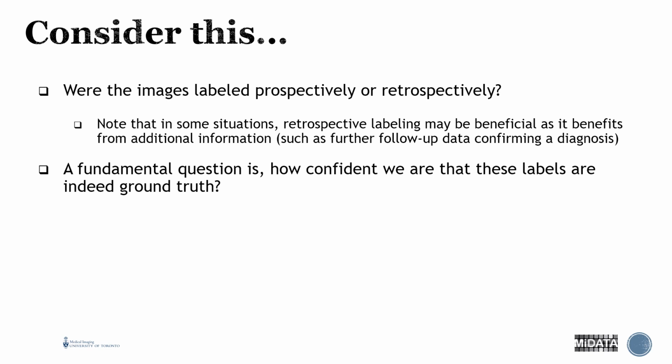Now, something to consider: were the images labeled prospectively or retrospectively? Interestingly, as I'm sure you remember from your epidemiology class, most often you'll say, whoa, retrospective studies are not as powerful as a prospective study, and that is true. But just to note that in some situations, retrospective labeling may be beneficial as it benefits from additional information, such as follow-ups, confirmations of comorbidities, confirmation of the diagnosis that you're interested in, and that will provide you with better labels. But fundamentally, the question is, how confident are you that the labels you are using are indeed the ground truth?